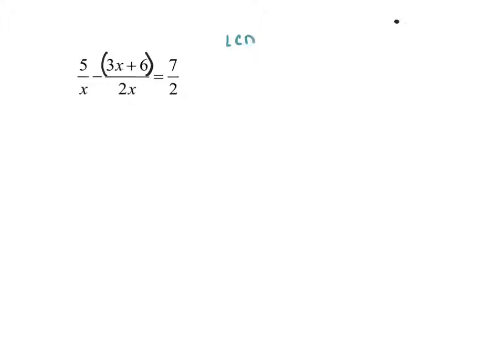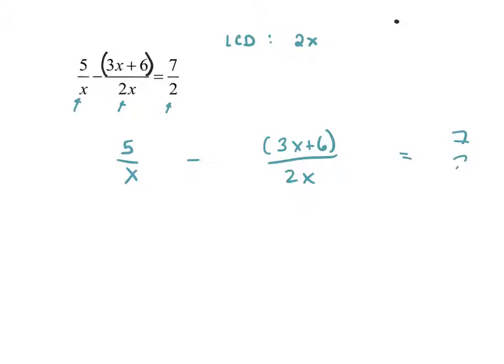So my LCD in this case, I have x, I have 2x, and I have 2. So the expression that contains all those is simply 2x. So what I'm going to do is take my equation, which is 5 over x minus (3 plus 6 over 2x) equals 7 over 2. I'm going to multiply all those by 2x. So 2x here, 2x here, and 2x here. And again, what you'll see, lots of things cancel.